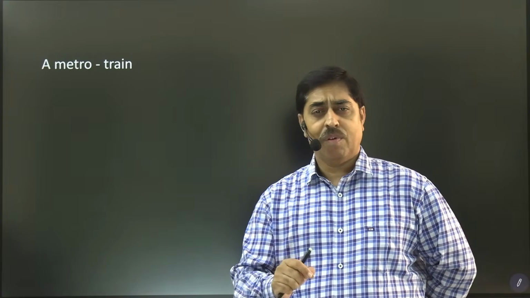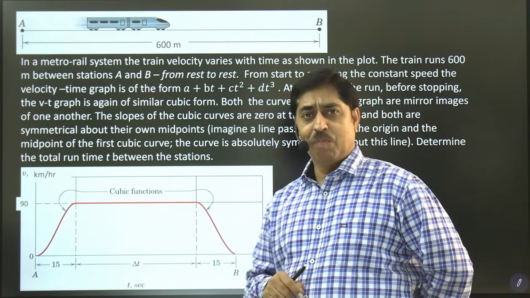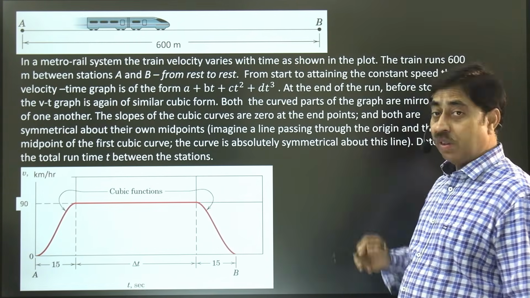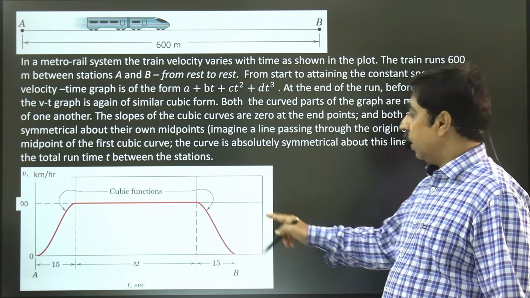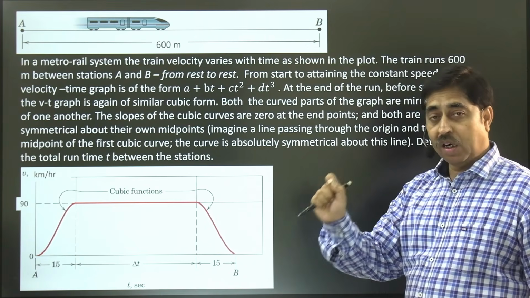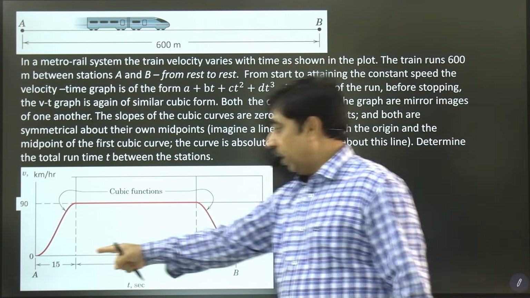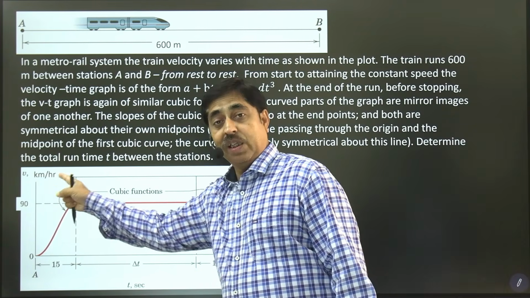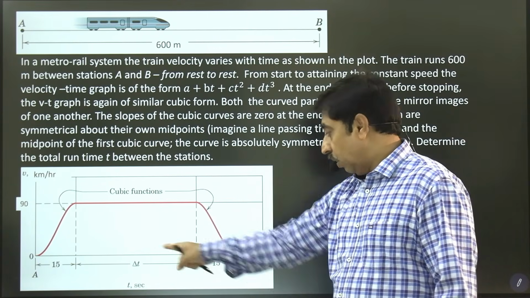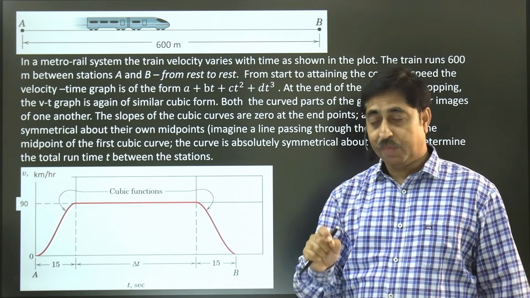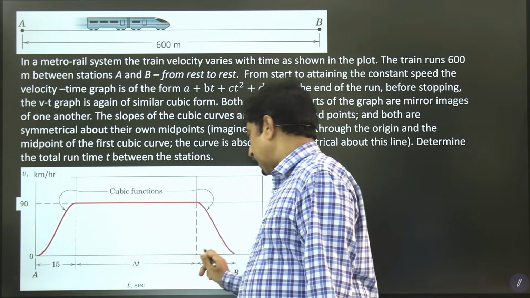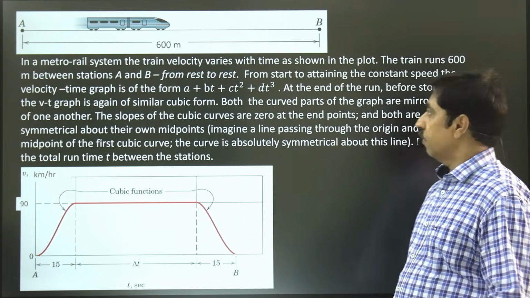आइए देखते हैं हमारा आज का ये प्रॉब्लम जो काइनेमैटिक्स के ऊपर बेस्ड है। In a metro rail system, the train velocity varies with time as shown in the plot. The graph has been shown in dark red color. The vertical axis represents velocity in kilometer per hour. Here it is 90 kilometer per hour. And the horizontal axis represents time in second. This time interval is 15 seconds. This is delta t and this is 15 seconds.